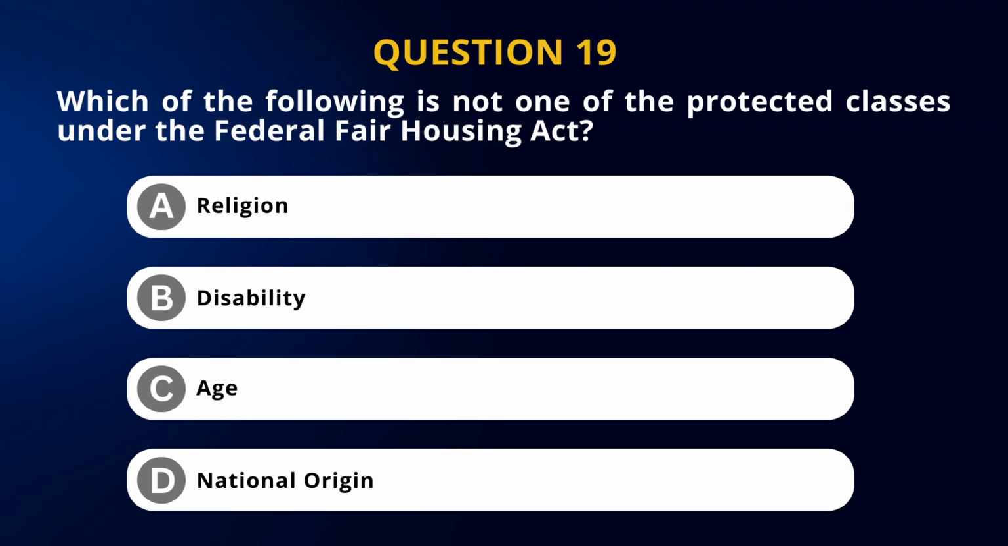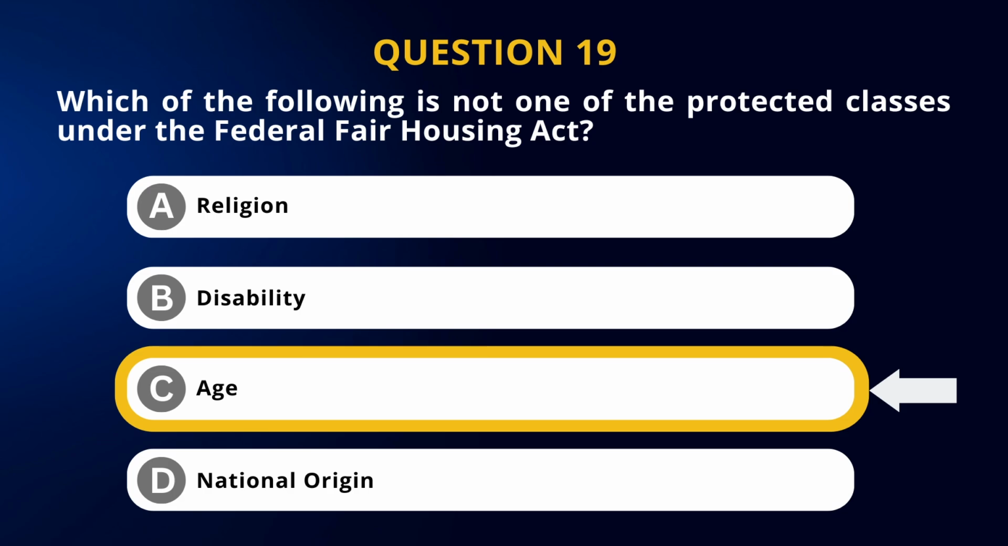Question number 19. Which of the following is not one of the protected classes under the Federal Fair Housing Act? Letter A, religion. Letter B, disability. Letter C, age. Letter D, national origin. And the answer is letter C, age.